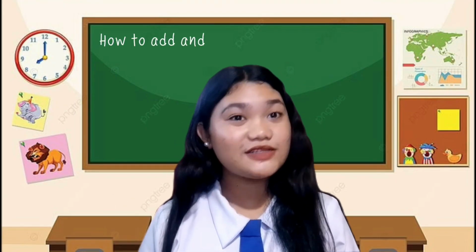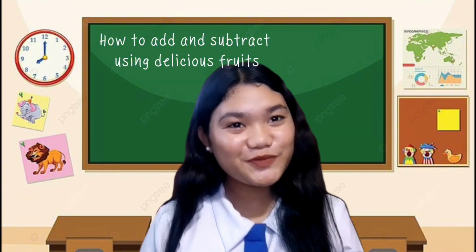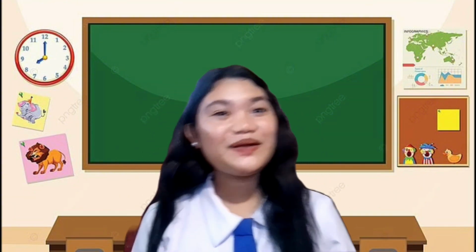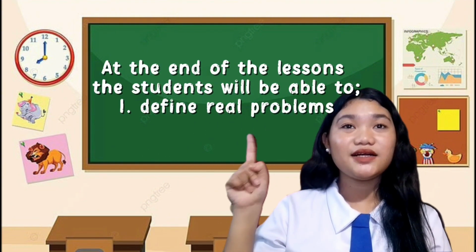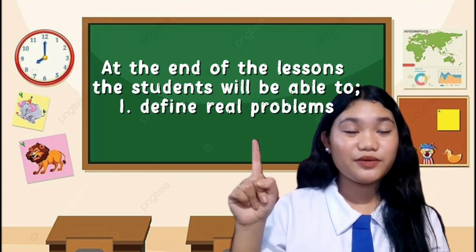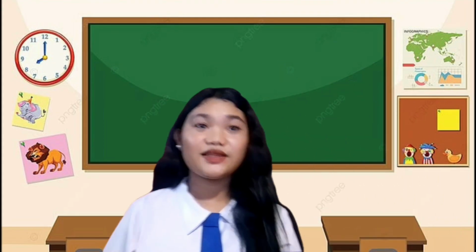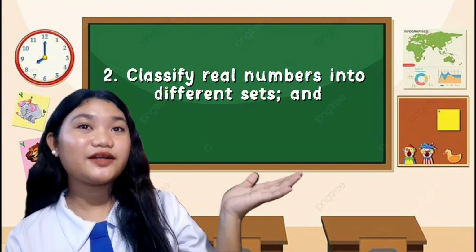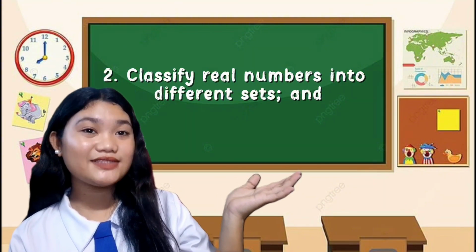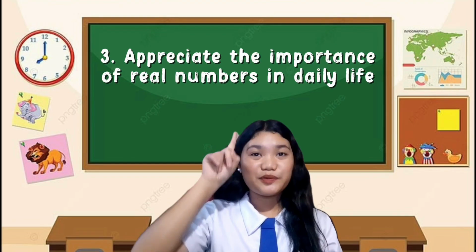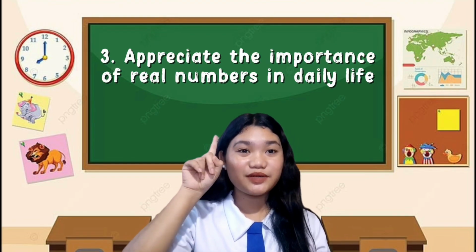Very good. We discussed and we learned how to add and subtract using delicious fruits. Do you still remember? Okay, very good. Now, before we proceed to our lesson, let us read our objective first. Can you read? At the end of the lesson, the students are able to: 1. Define real numbers. 2. Classify real numbers into different sets. And 3. Appreciate the importance of real numbers in daily life.